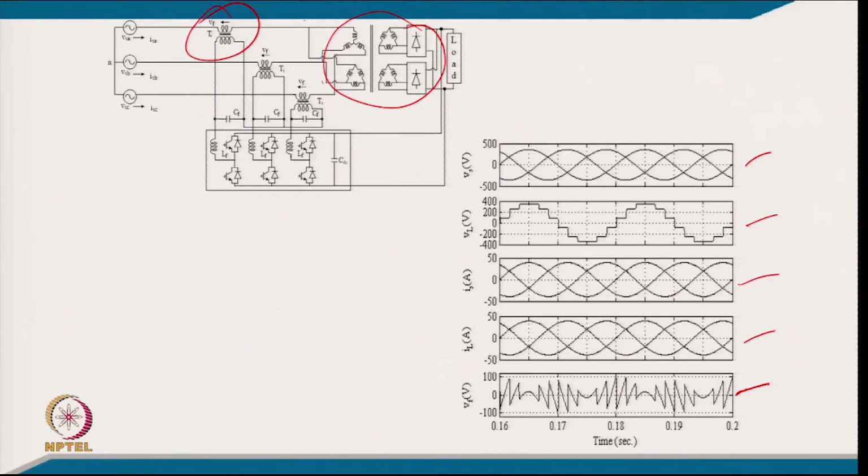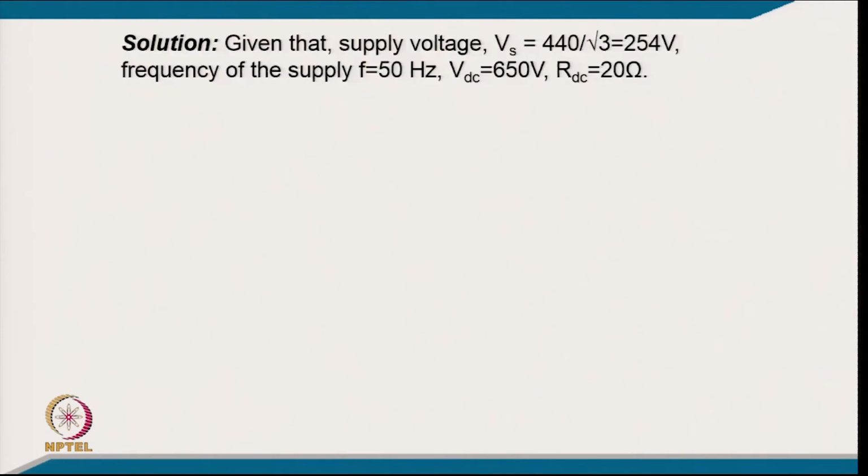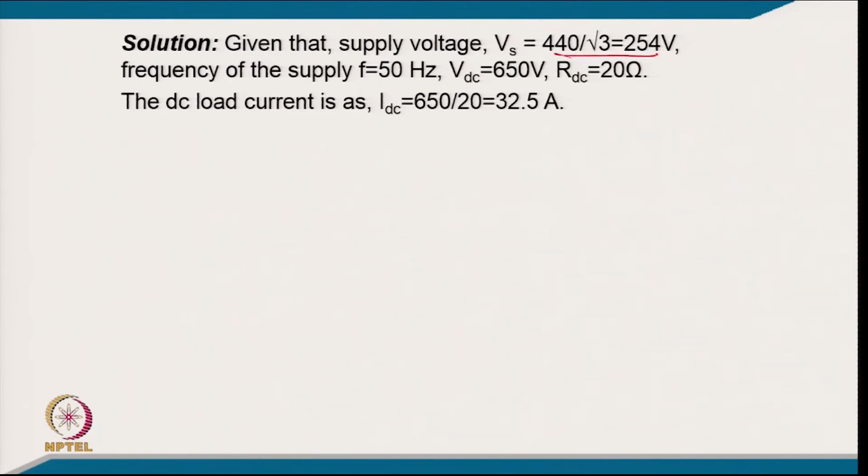So, coming to the calculation part, the solution of this problem. Given that the supply voltage is 440 by root 3, that is 254 volt, frequency of supply 50 Hz, VDC 650 volt and RDC 20 ohm, the DC load current will be VDC by RDC.